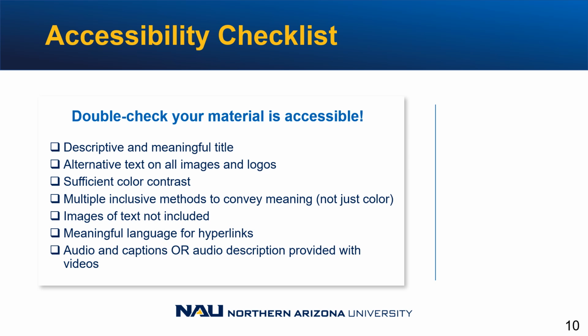Finally, I want to leave you with the accessibility checklist. This is so that you can double check if your material is accessible. We developed this within the Office of Leadership and Engagement, and so this is designed specifically for the basics for student orgs. One, is your title descriptive and meaningful? Next is alt text on all images and logos. Is there sufficient color contrast? Are there multiple inclusive methods to convey meaning, i.e. not just color? Are images of text not included anywhere?